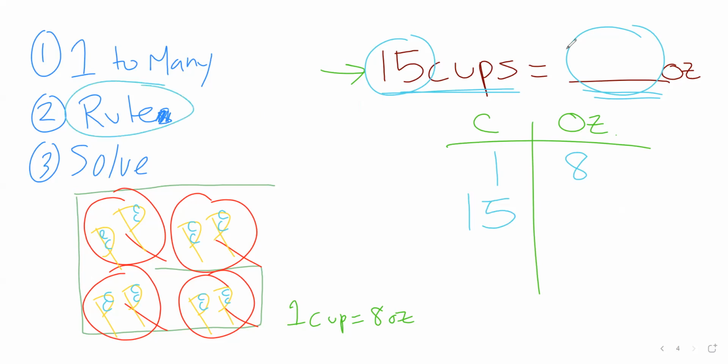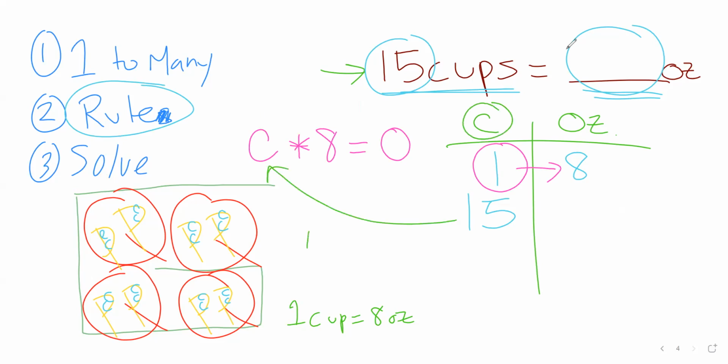Now let's find our rule, right? The rule is going to state here then, if I notice I start in cups, and I go to ounces, I get bigger. So I've got to be multiplying. So if I take my cups and I multiply them by 8, I'm going to get my ounces. So now I can just plug and play to solve for 15, which means I'm going to substitute C for 15. So 15 times 8 equals my answer.